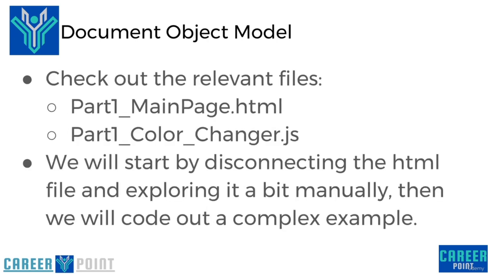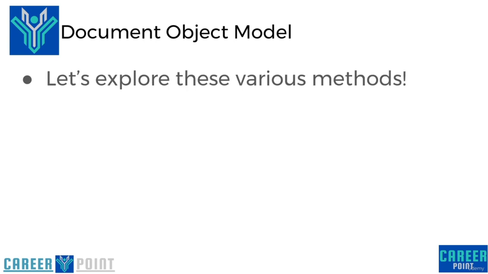Okay, the relevant files for this particular lecture are part 1 main page HTML and part 1 colorchanger.js. We're going to start off by disconnecting the HTML file from colorchanger.js and exploring it a bit manually. Then we're going to code out a complex example, which is actually going to be colorchanger.js. All right, let's explore these various methods and get started by opening up those two files in the editor and linking them to our browser.